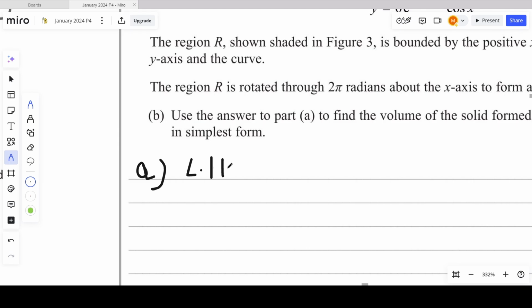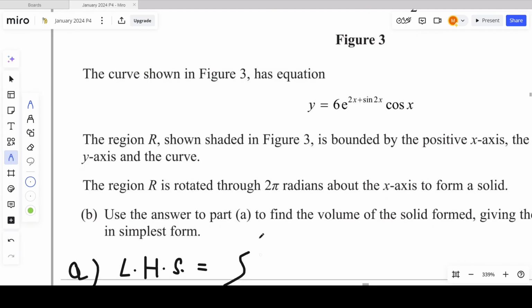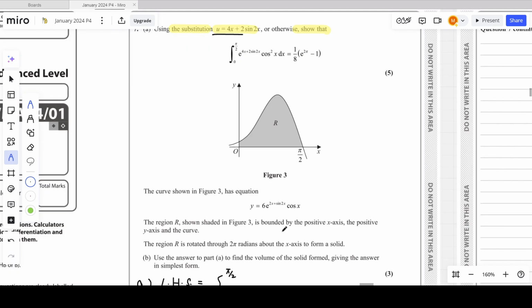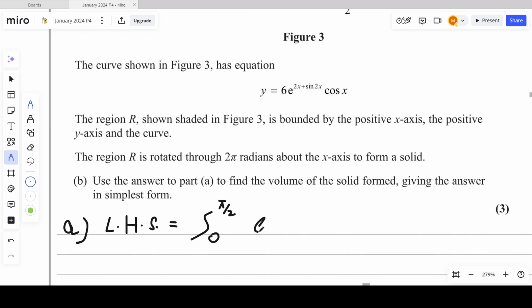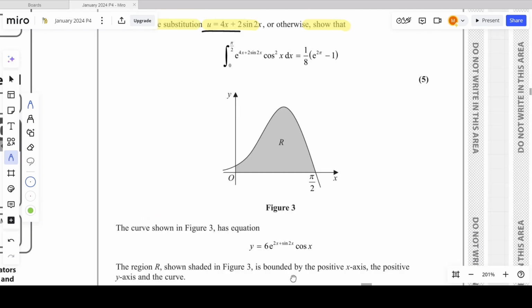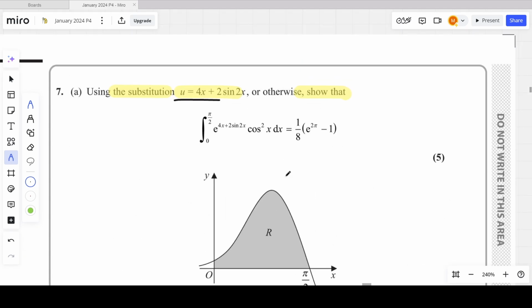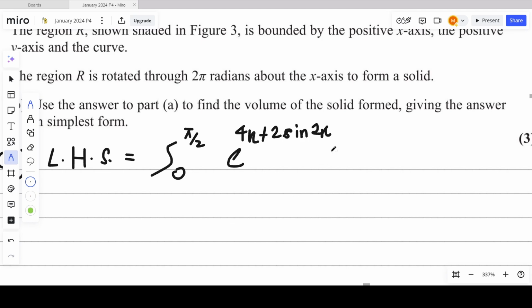For the left hand side, we have the integration from 0 to pi over 2 of e to the power 4x plus 2 sine 2x, times cos squared x, dx. So we need to convert all of the terms. You can see that all of the terms here are in terms of x, so we need to convert these to u.